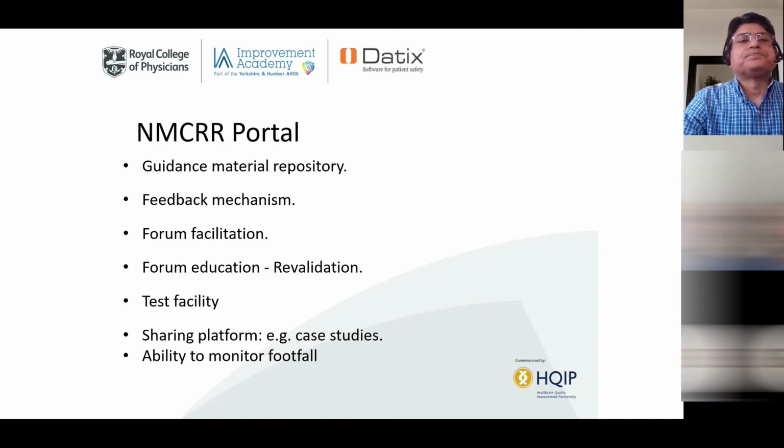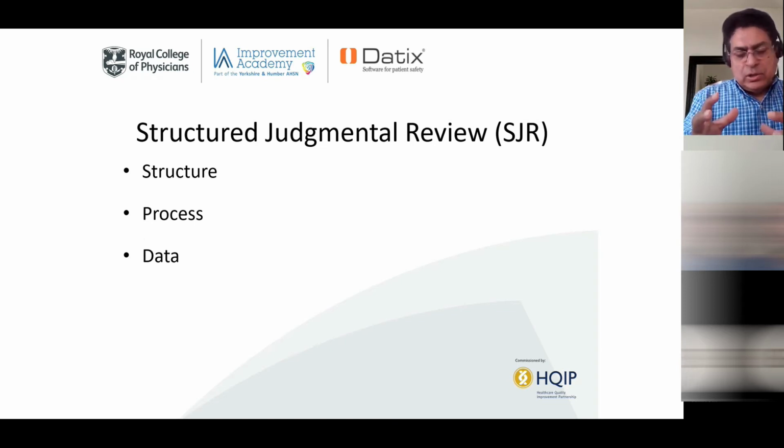Now let's come to the core of the matter, which is basically what we have to do every day. This is called structured judgment review. The National Mortality Case Note Review is the review process, and this is the methodology. The methodology is the structured judgment review. It incorporates three things. One is structure, so it's a very structured one. Number two is a process, how we do it. And number three, data. We churn data out of it.